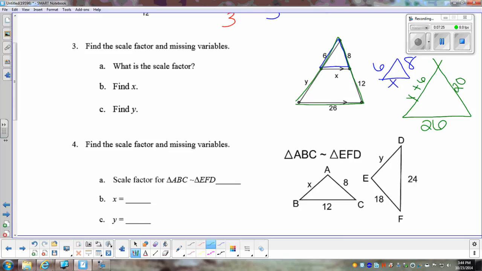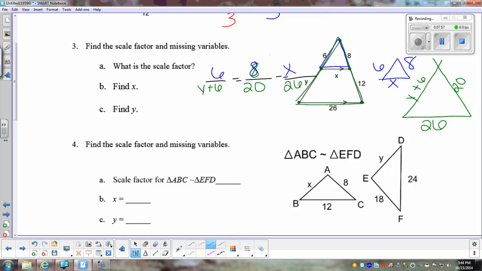So I'm going to set up all my ratios. The 6 on my little triangle goes with the y plus 6. The 8 on my little triangle, whoops, wrong color, the 8 on my little triangle goes with the 20. And then the x goes with 26.